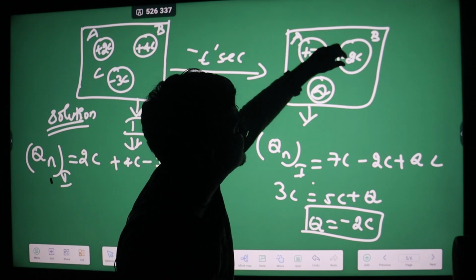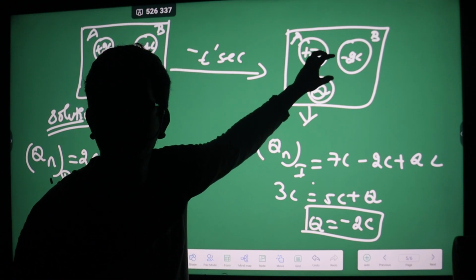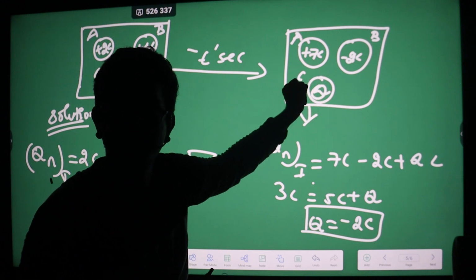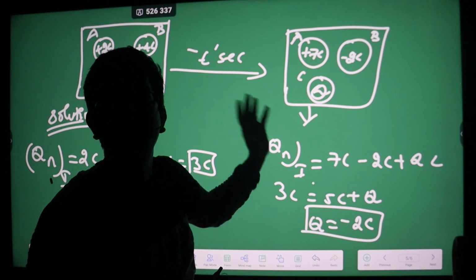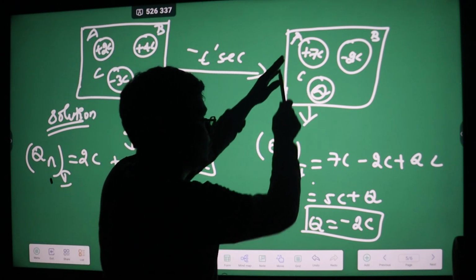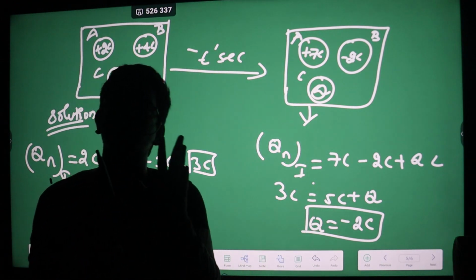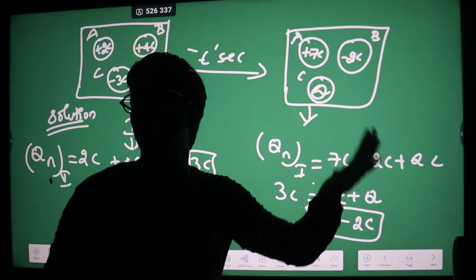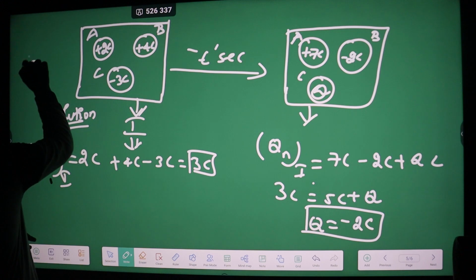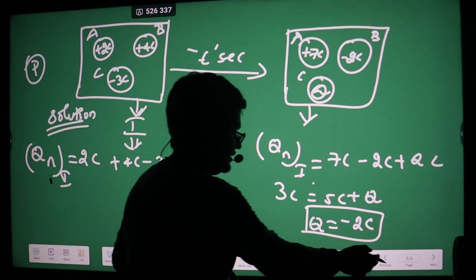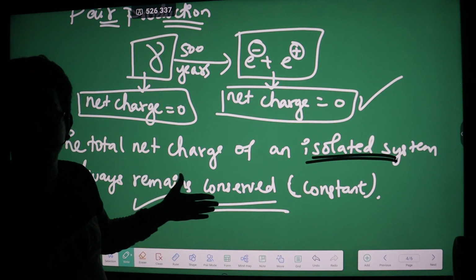That's why the charges of the bodies vary, but the charges are not going somewhere outside the system. It is inside the system. That's why I'm saying the net charge of an isolated system remains conserved, remains constant. So that is the conservation of charge, and we did a problem based on it. You would have studied this statement. This statement is very important.